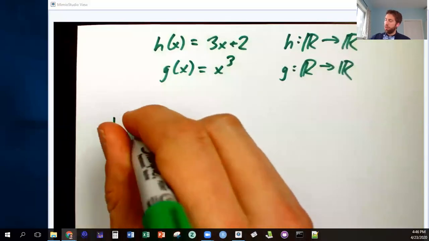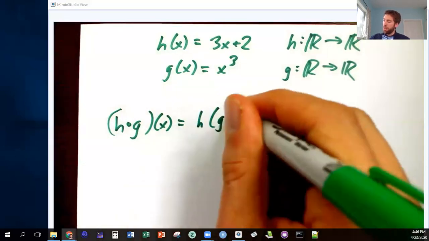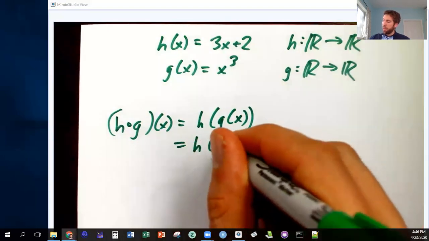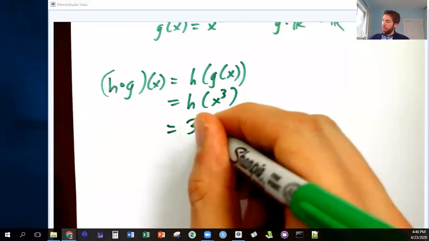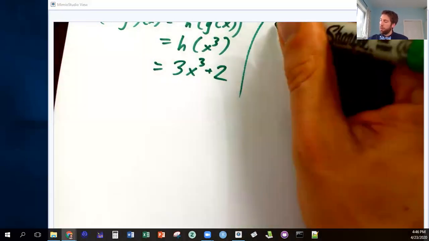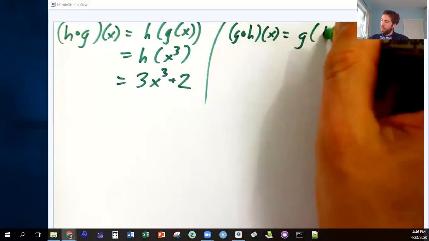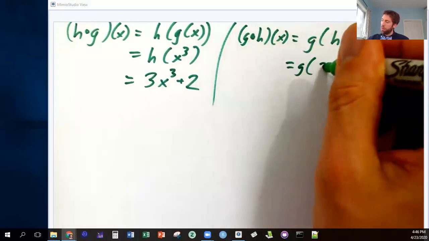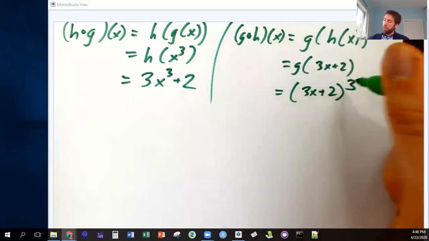So h of g of x. Substitute in the inside first: h of x cubed. Well, what does h do? It takes a thing and makes it 3 times that, plus 2. So 3 times x cubed plus 2. However, g composed with h of x, which is equal to g of h of x, is equal to g of 3x plus 2, which equals (3x plus 2) cubed.